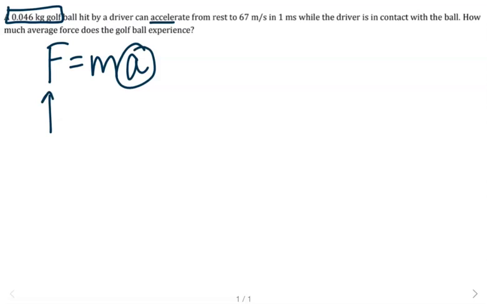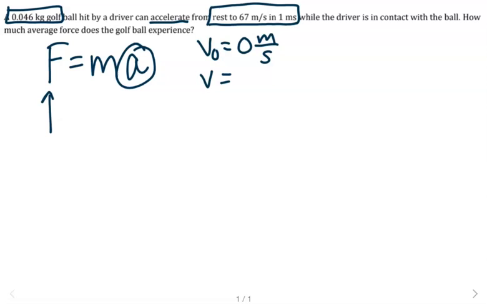It says that it can accelerate from rest to 67 meters per second in 1 millisecond. So we have information about the acceleration. So let's list those things out. We know that we're starting at rest, so we have an initial velocity of 0 meters per second. We have a final velocity of 67 meters per second. And we know that this occurs over a time period of 1 millisecond, or 0.001 seconds. And we do want to make sure that we are using the correct units here.